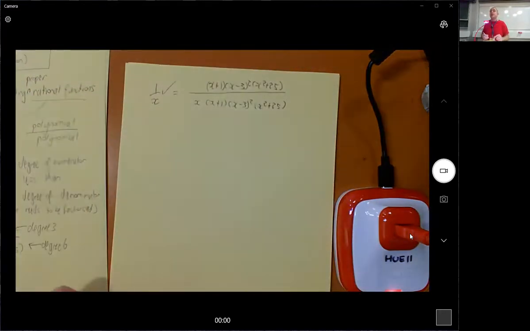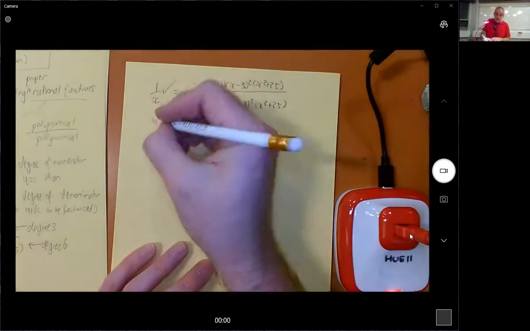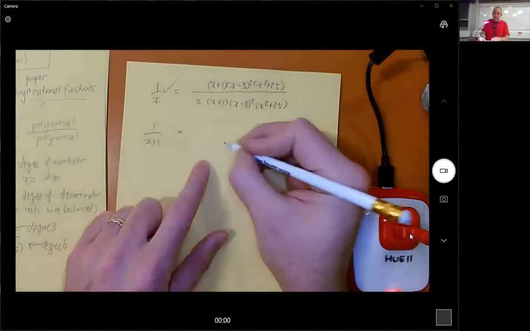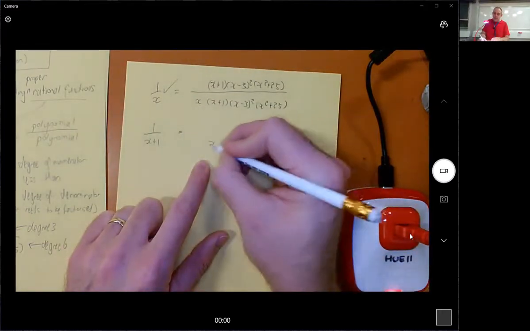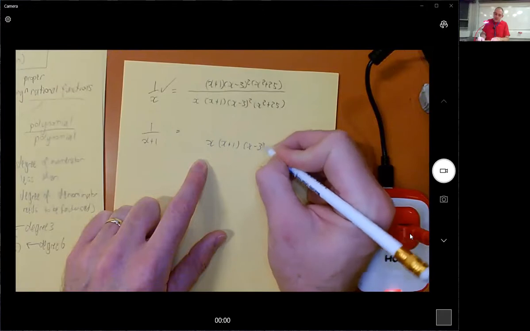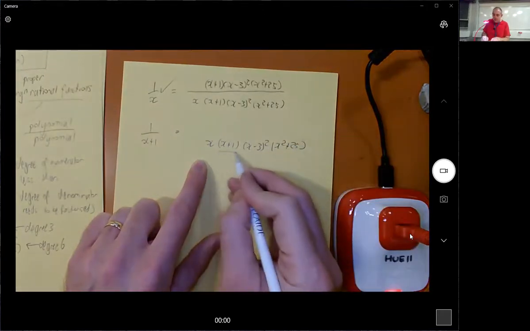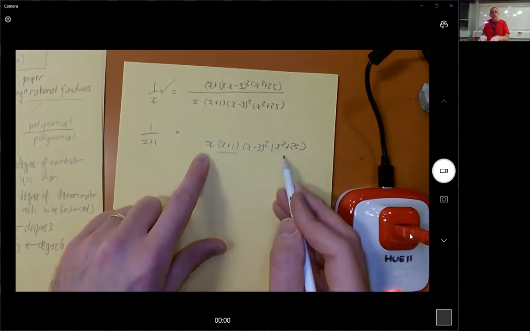So lovely. So maybe a good strategy would be to pick the pieces of the denominator and use them as new denominators to make new functions. So 1 over x plus 1, if I multiplied that by an x and an x minus 3 squared and an x squared plus 25, there's my x plus 1, and these are the missing pieces from the denominator.